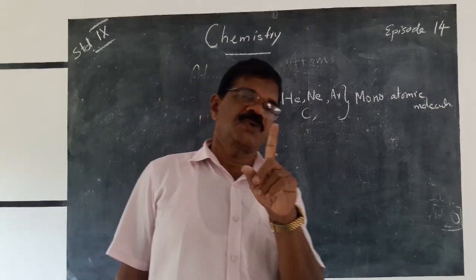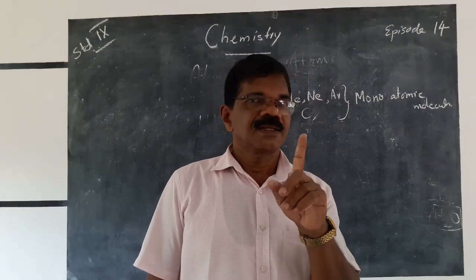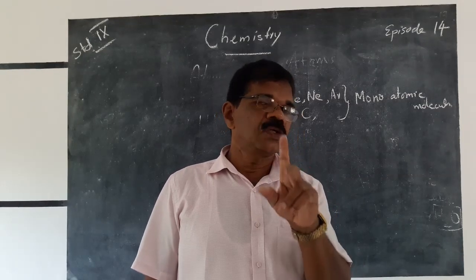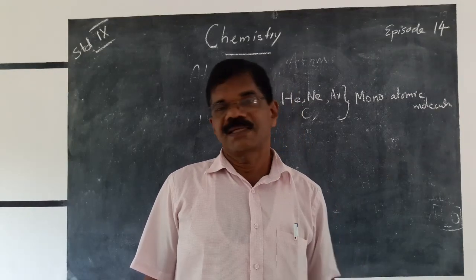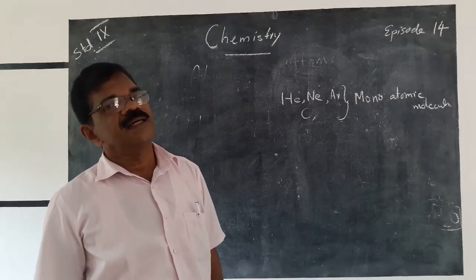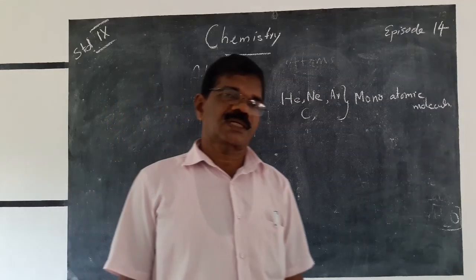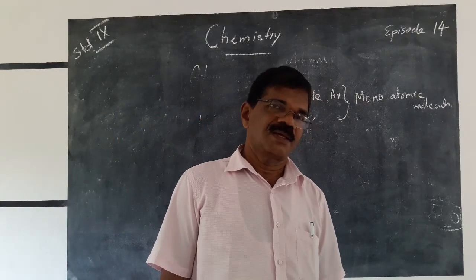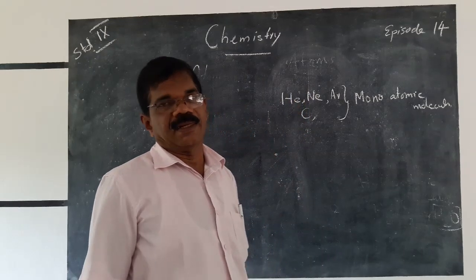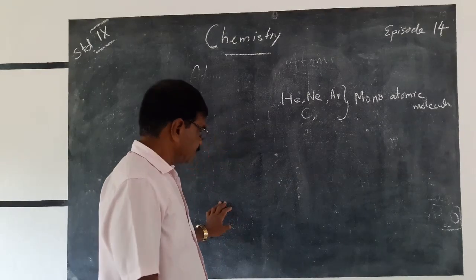Mono means one. Di means 2, not the hair dye. Tri 3, tetra 4, penta 5, hexa 6, hepta 7, octa 8, nona 9, and deca 10.